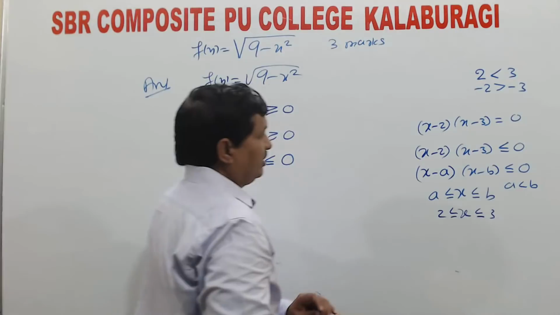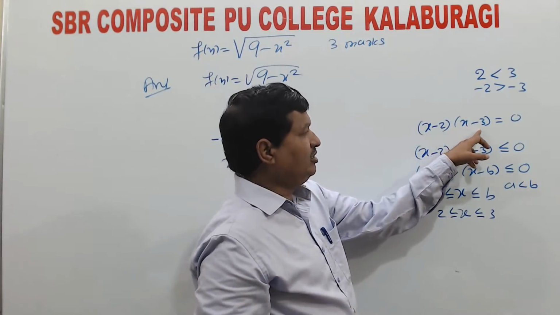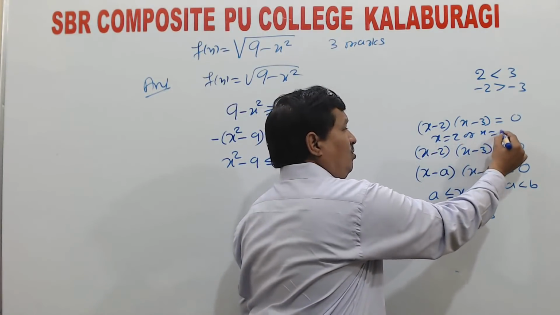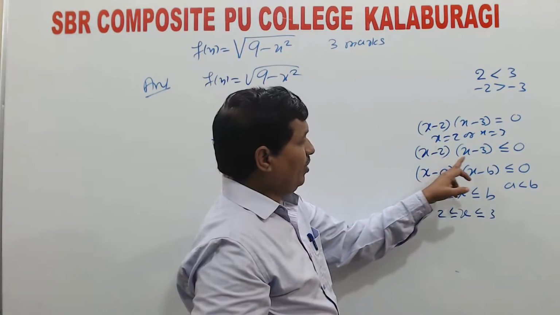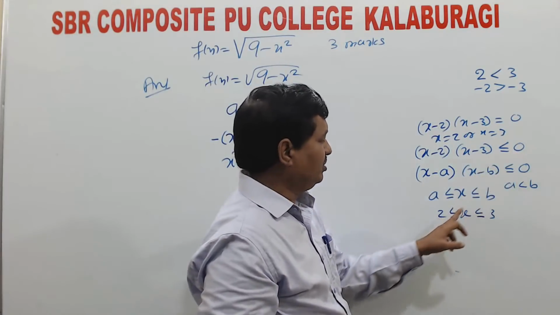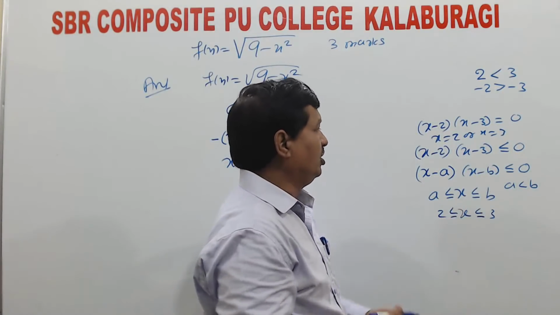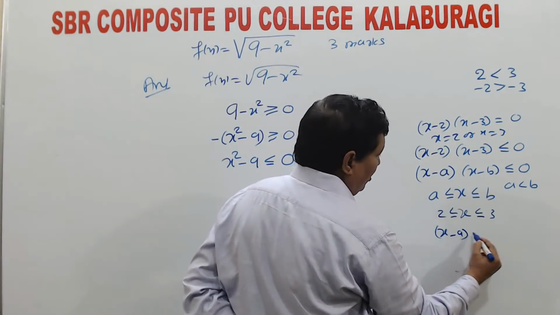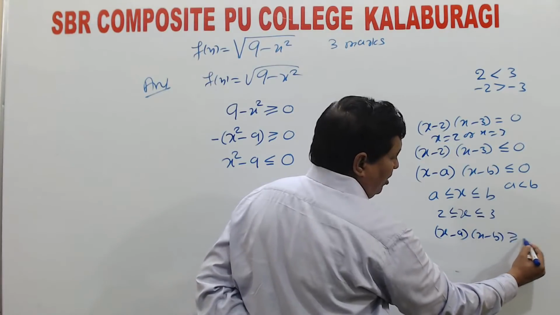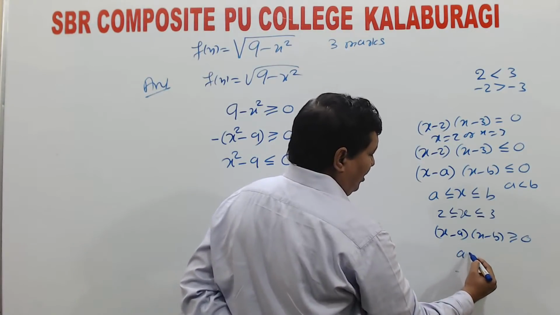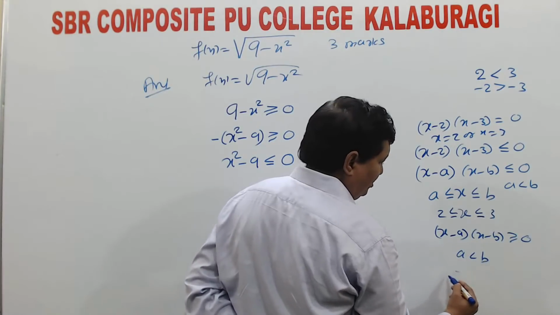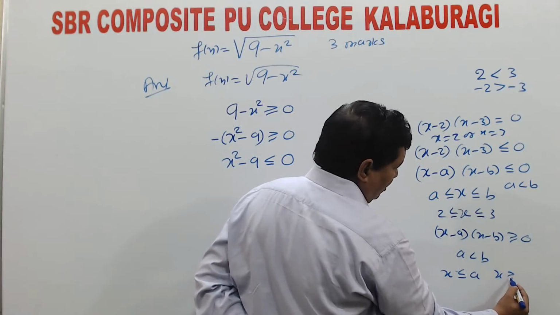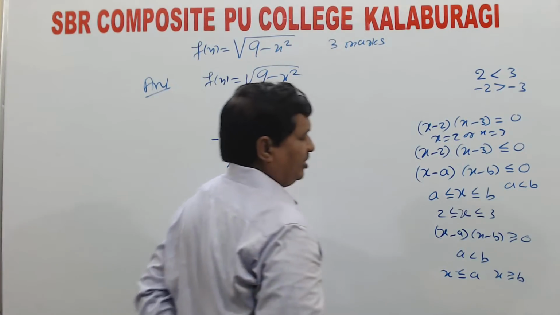Are you followed? See, x minus 2 into x minus 3 equal to 0 means exactly either x equals 2 or x equals 3. If x minus 2 into x minus 3 is less than or equal to 0, x should lie between 2 to 3. And x minus a, x minus b greater than or equal to 0 also, one more. Again a is less than b, so x is less than or equal to a, or x is greater than or equal to b. One more condition is there.